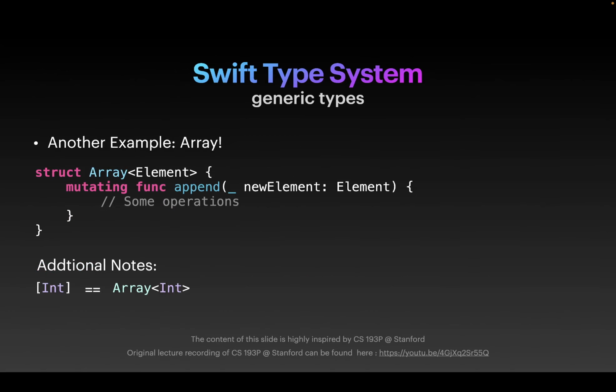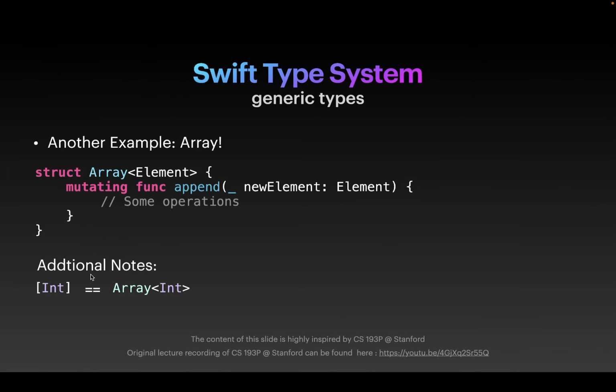Now there's an example. This code snippet is the exact declaration or definition from the standard library. This is for Array. Array takes a generic type, and Apple gives the virtual name Element. When you define the append function here, you see it takes an argument whose external name is omitted. It doesn't have an external name, but it has an internal name, newElement, and the type is Element. Element is just a label. It gets inferred during compilation.